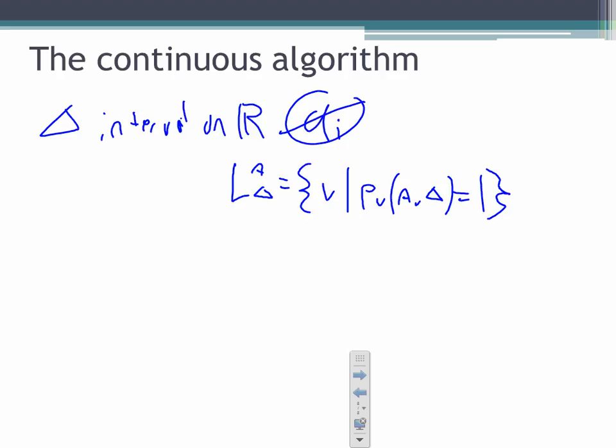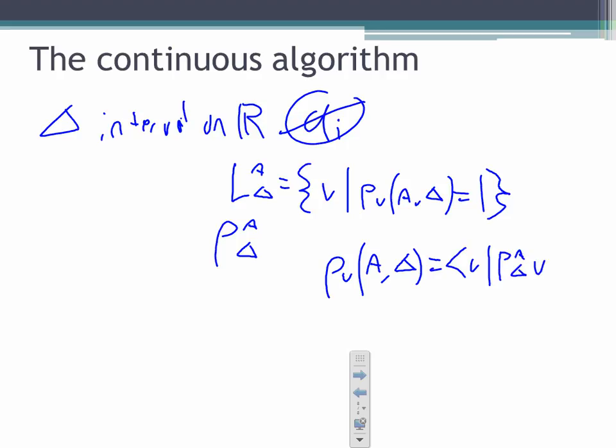So then we can find a projection operator onto our subspace called P_A delta, and then we get the fundamental equation of quantum mechanics, which is P_V(A in delta) equals the inner product of V with P_A delta V.